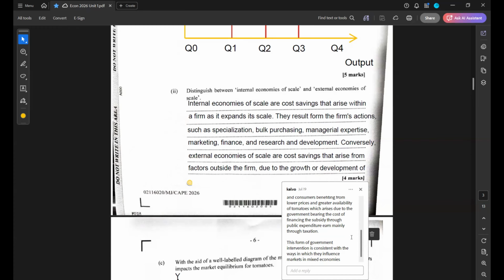Now, this form of government intervention is consistent with the ways in which governments influence markets in mixed economies. For example, the US would be a good example of a country that likes to subsidize its agricultural sector in order to be more competitive domestically and internationally, because there are other players who are competing for customers as well, who are competing for revenue and market share.